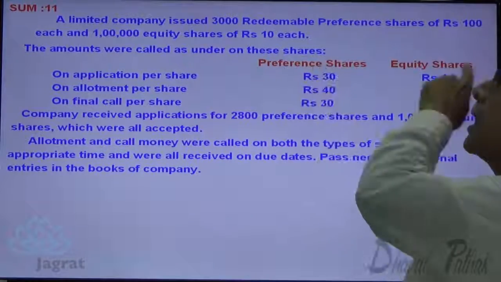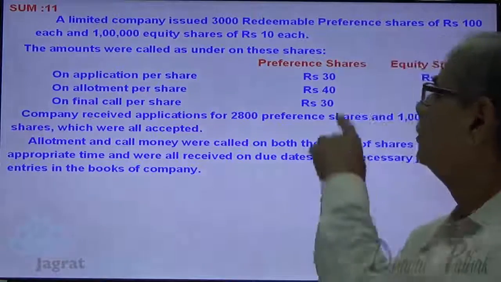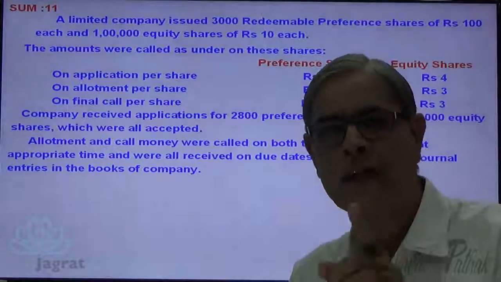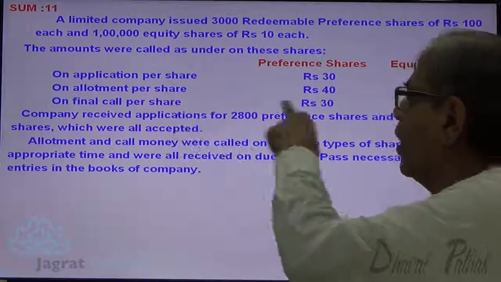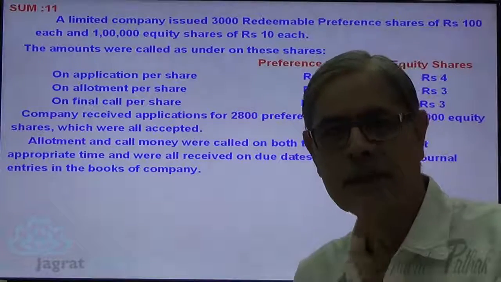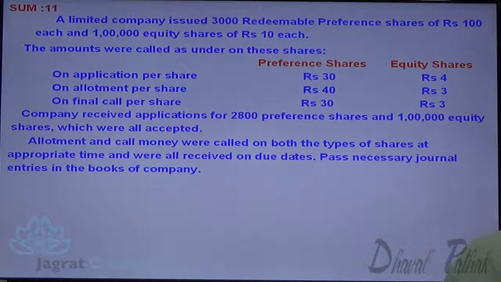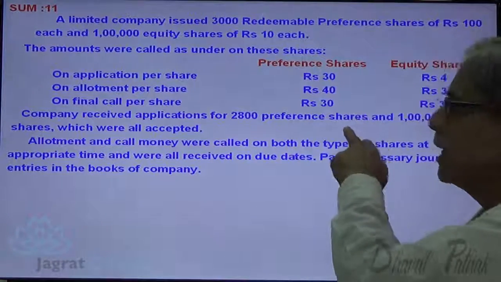On these shares, preference shares and equity shares, the amount demanded with application is 30 rupees for preference share and 4 rupees for equity share. Amount demanded with allotment is 40 rupees for preference share and 3 rupees for equity share. Amount demanded with the final call is ₹30 in case of preference share and ₹3 in case of equity share. Company received applications for 2800 preference shares.